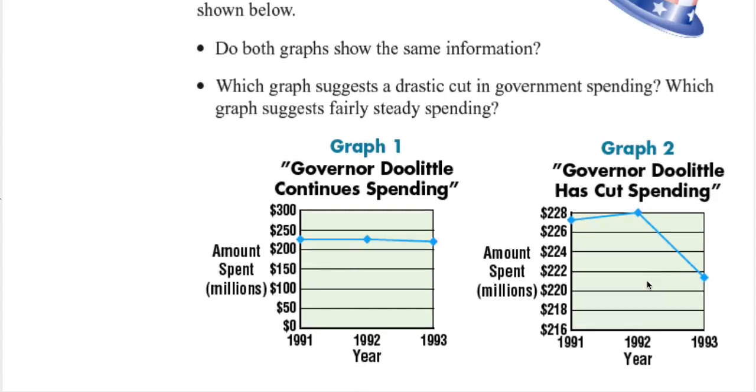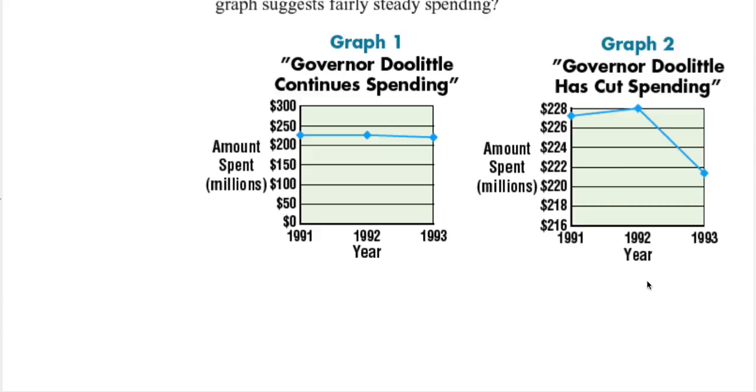First question: do both graphs show the same information? And second question: which graph suggests a drastic cut in government spending? Which graph suggests fairly steady spending? Okay, let's answer the first question.